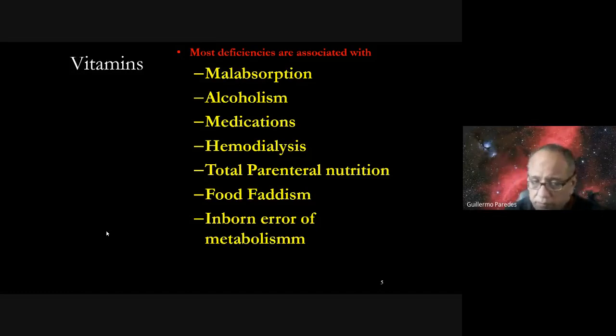Medications. Medications can produce a deficiency of vitamins. For example, you can write this down: when you take isoniazid (INH) for tuberculosis, it will deplete the levels of vitamin B6. Medications can deplete vitamin B6, for example.